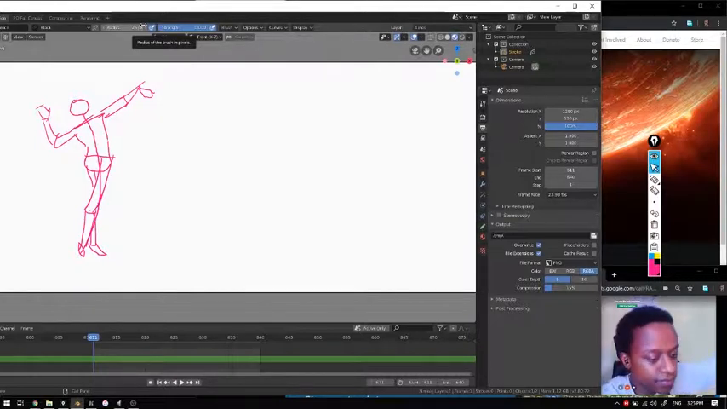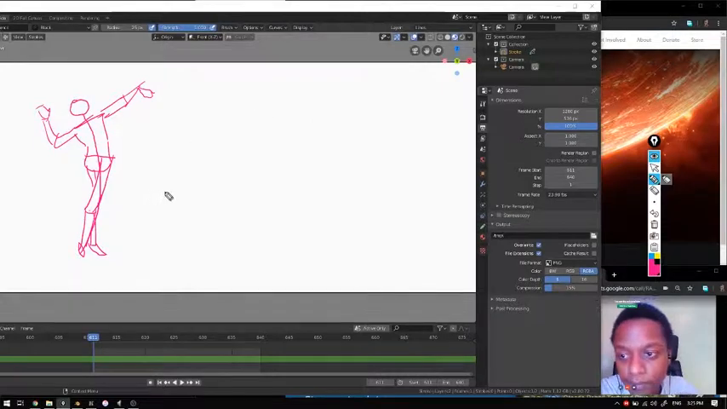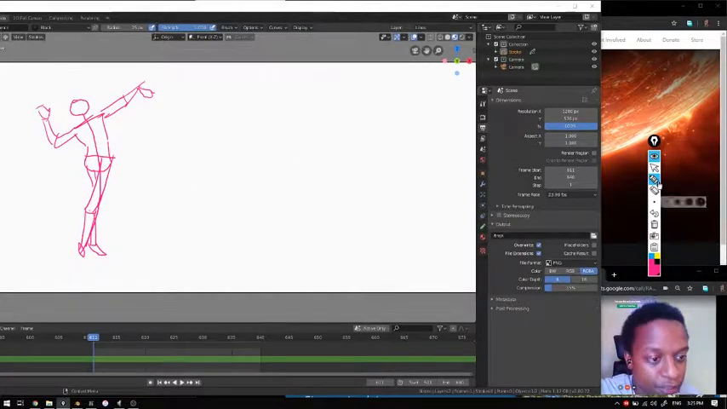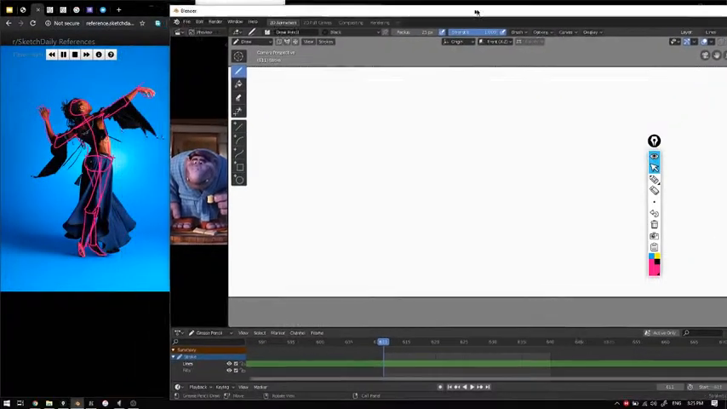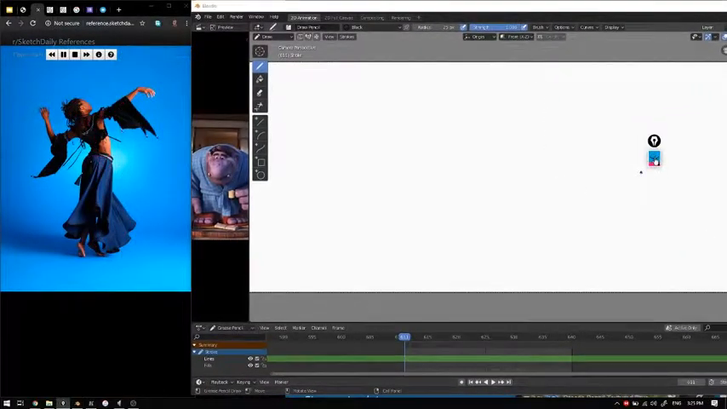So let me do it again. This time I'll try to exaggerate the pose, and the best way for me to do that would be to draw it without drawing on top. So let me clear this out, and I'll draw it with Epic Pen again.